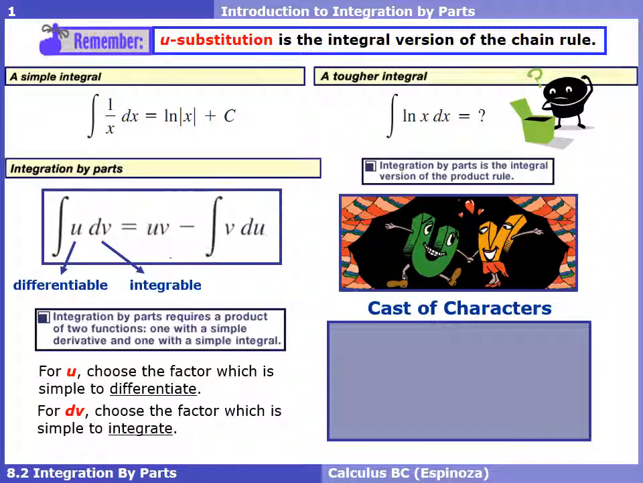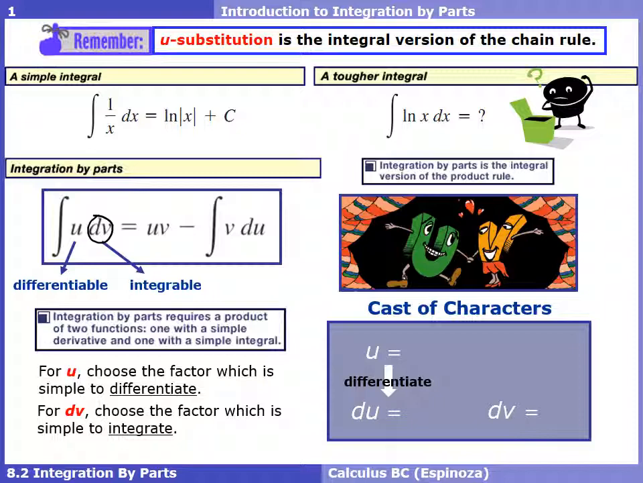So what is this cast of characters going to look like? Well, luckily the first part is simple. We're used to writing down u in our u-box, and then taking the derivative of it to get some sort of du. But remember what was stated over here to the left. We also need to find a dv right here. We need to figure out something else in our problem to call dv because it's easy to integrate.